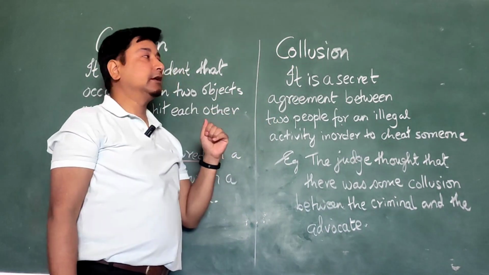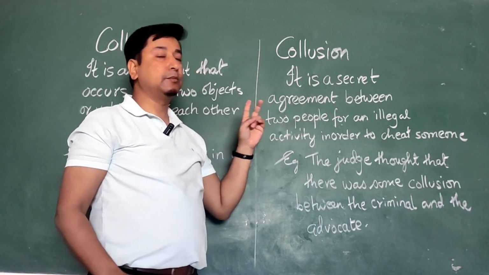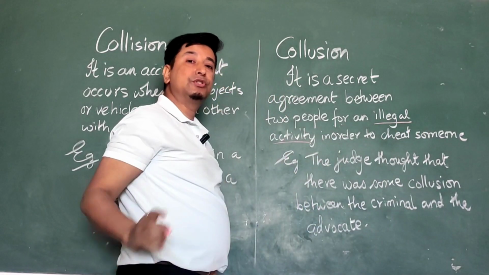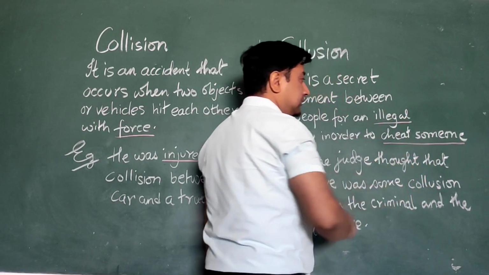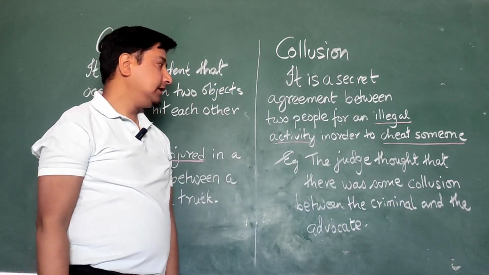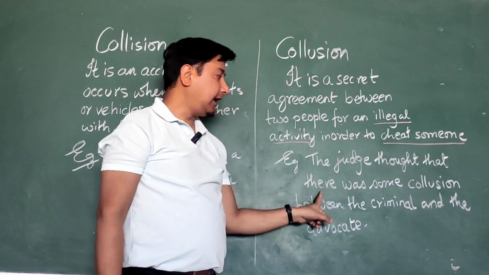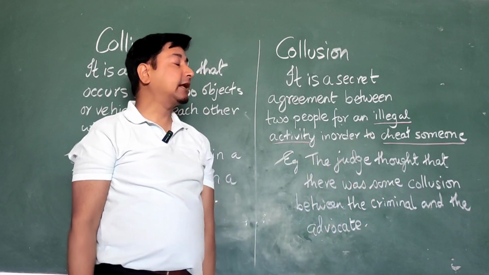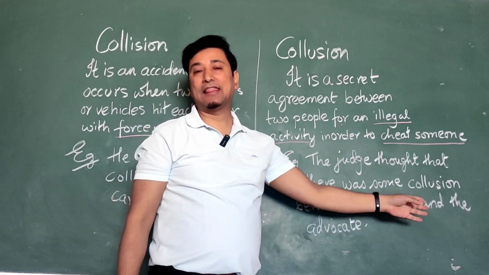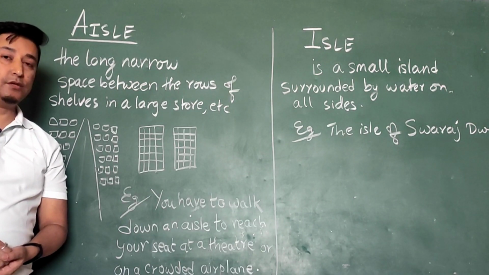What is its definition? It is a secret agreement between two people for an illegal activity in order to cheat someone. Okay, so that is the definition of collusion. Now let us see the example of it. The judge thought that there was some collusion, that means there was some kind of secret agreement between the criminal and the advocate.